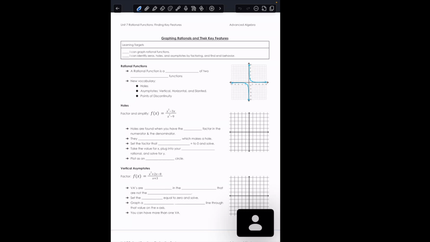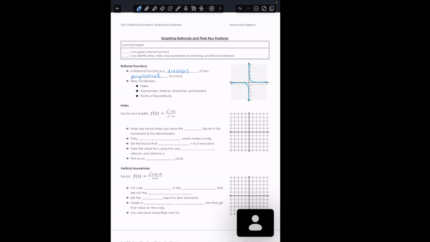So a rational function is... see, I didn't write these either, so I don't know. A rational function is a division of, so that doesn't really sound right, but we're gonna go with it, a division of two polynomial functions. All right, so we've already talked a little bit about this with holes and asymptotes and discontinuity, but we're now gonna go into them from a standpoint of what do they look like algebraically, and what does that tell me about the graph?